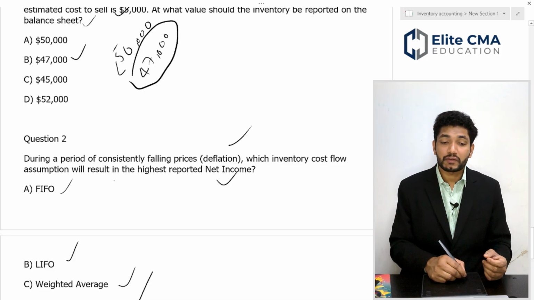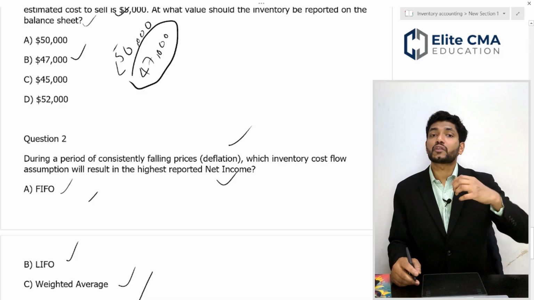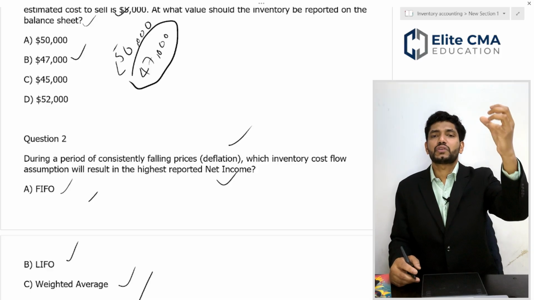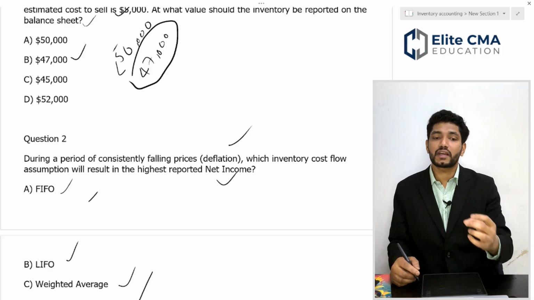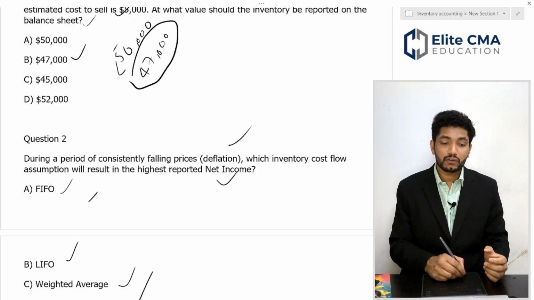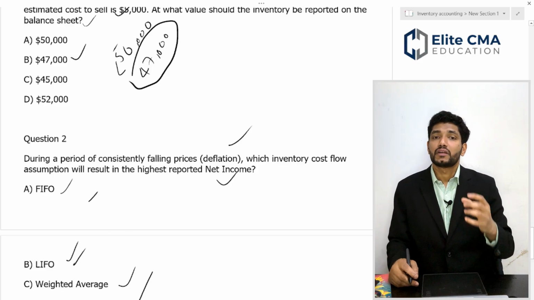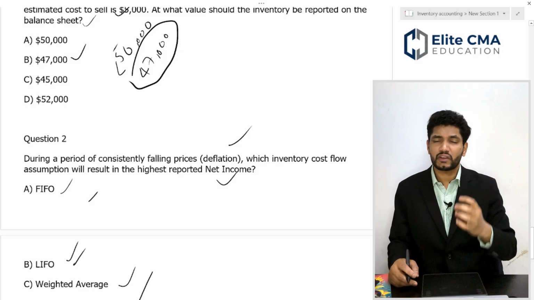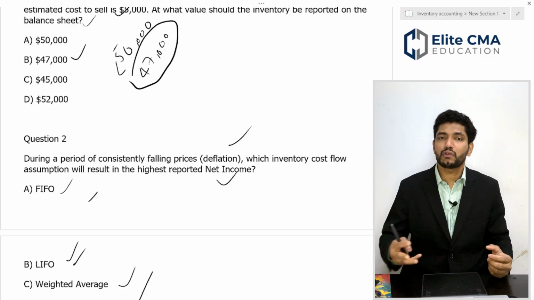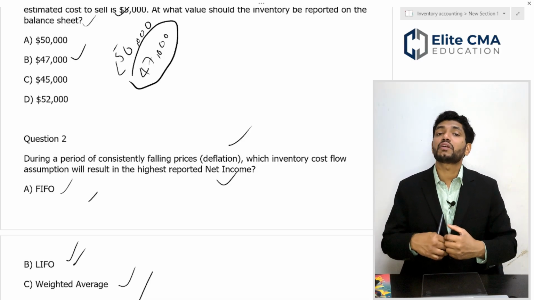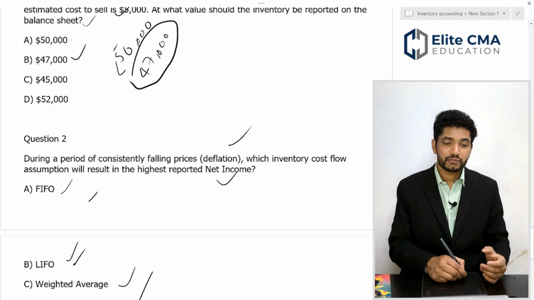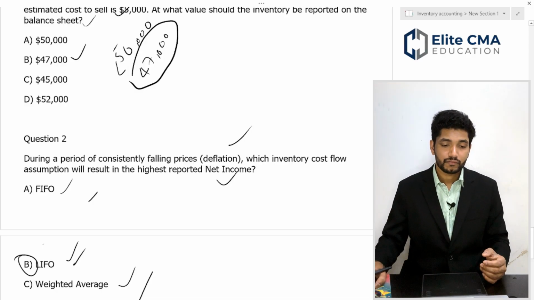If you are using FIFO, what will happen in the deflationary environment? You are consuming the old stock. The old stock means the highest value. So, it will report the lowest net income in your books of account. If you are using LIFO, the last purchased item, that means the lowest cost item, you are going to reflect in your cost of goods sold. So, how will it impact? It will report a higher net income in your profit and loss account. So, option B is the right answer here.